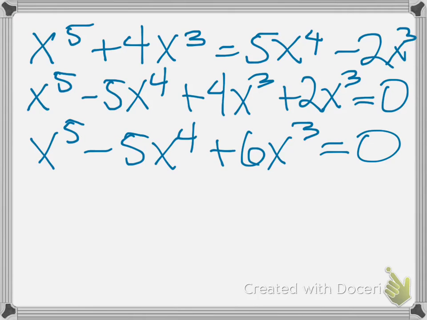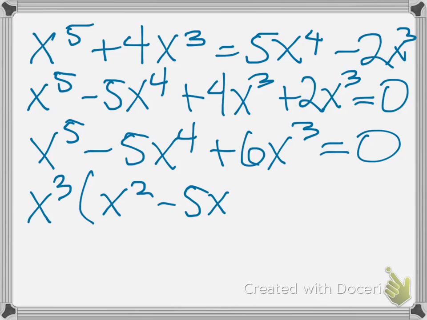Next, just like we did on the last slide, we want to factor out the greatest common factor from all three terms, which in this case is actually going to be x cubed. When we factor out an x cubed, we'll have x squared minus 5x plus 6 left over. And that'll be equal to 0.